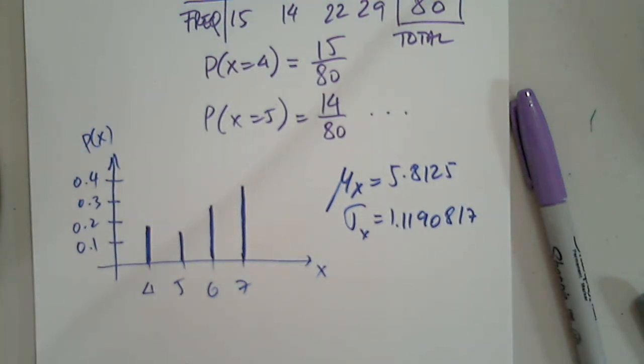So back to the problem. Round to 4 decimal places. I will have exactly everything. So 5.8125. And then check. If the series is played many times, it would be expected to last about 5.8 games.